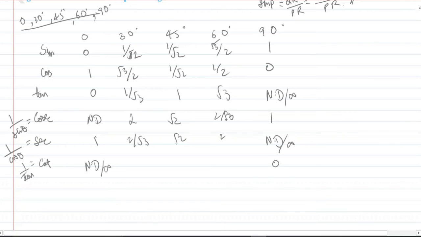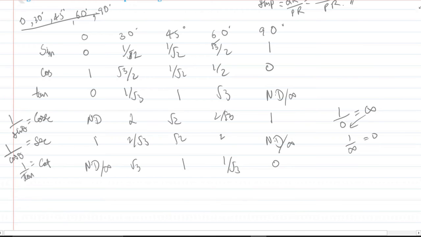This will be our 0 because, remember this, 1 by 0 is infinity. So 1 by infinity is 0. So this will be a 0 because cot 90 will be a 0, and this will be a root 3. This will be 1 by 1 is 1, and this will be 1 by root 3. So this is our table. You have to learn this by heart.